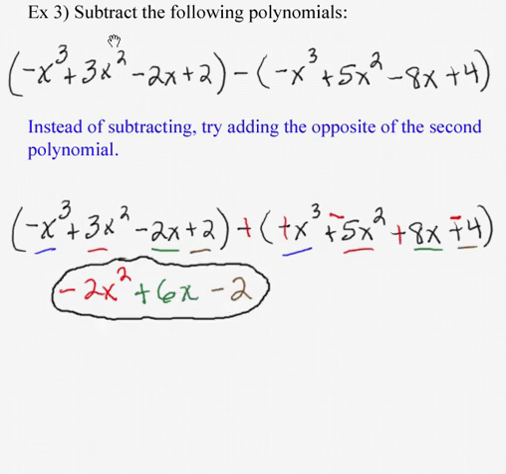So again, instead of subtracting polynomials, change this into adding the opposite of the signs of every term from that second polynomial, and you are more likely to be successful. So there's our first look at polynomials, some definitions, adding and subtracting, and more of this to come later.